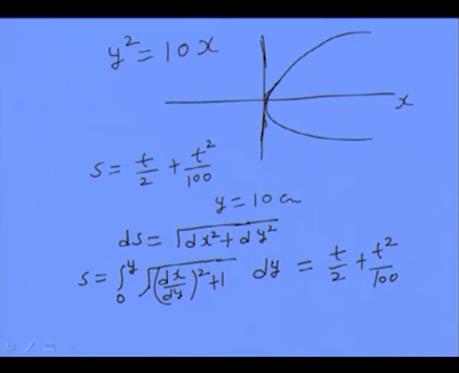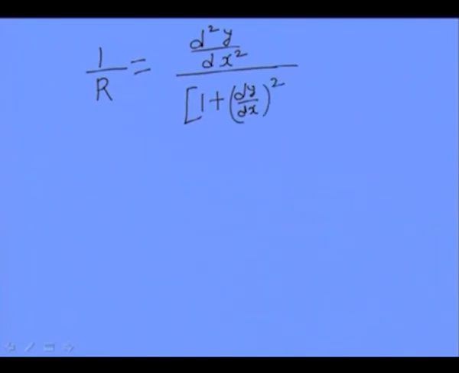How do we find out the radius of curvature? The radius of curvature for a planar curve is given by, this is 1 by r, which is called curvature, that is equal to d square y by dx square divided by (1 plus (dy by dx) whole square) to the power 3 by 2. So if you know the equation of y, we can always find out this thing. So this is like this.